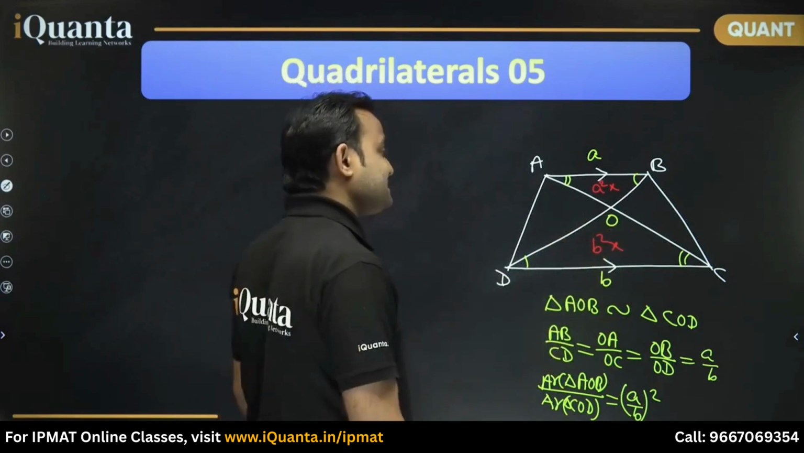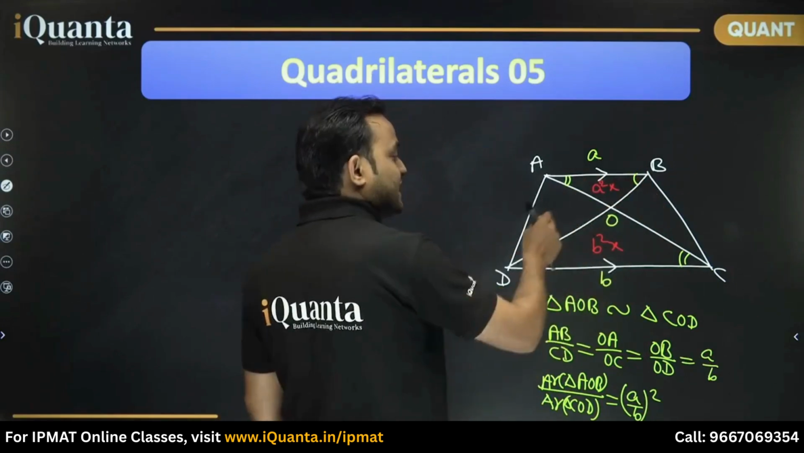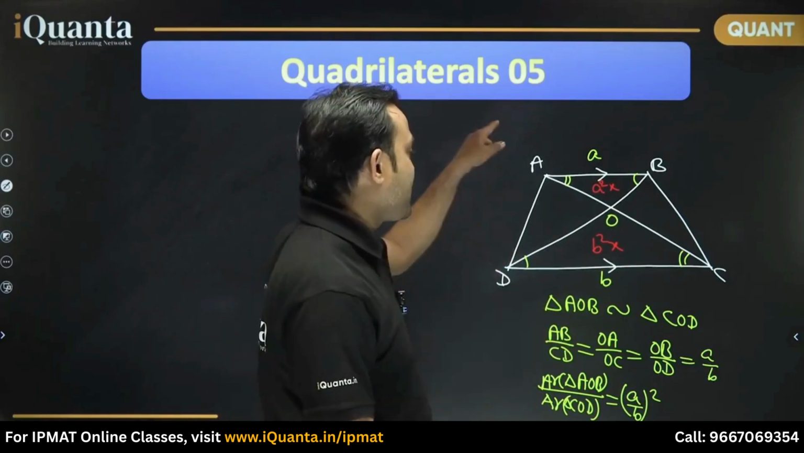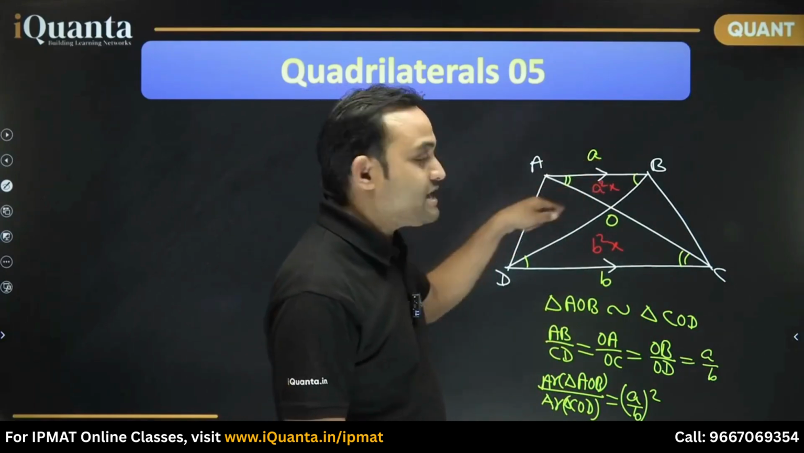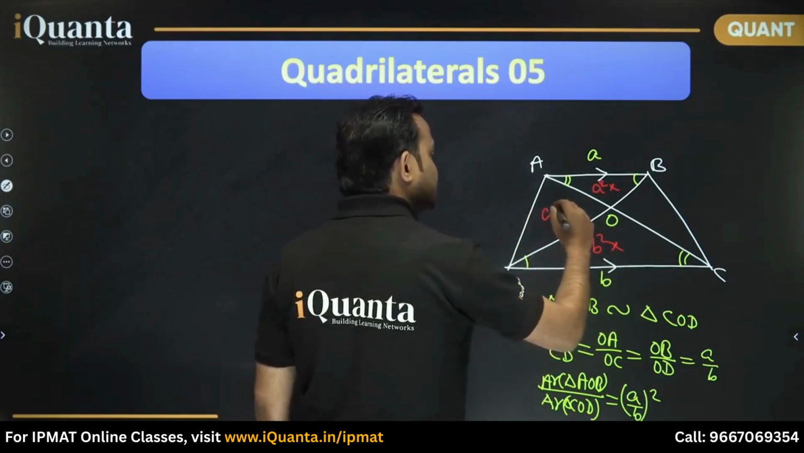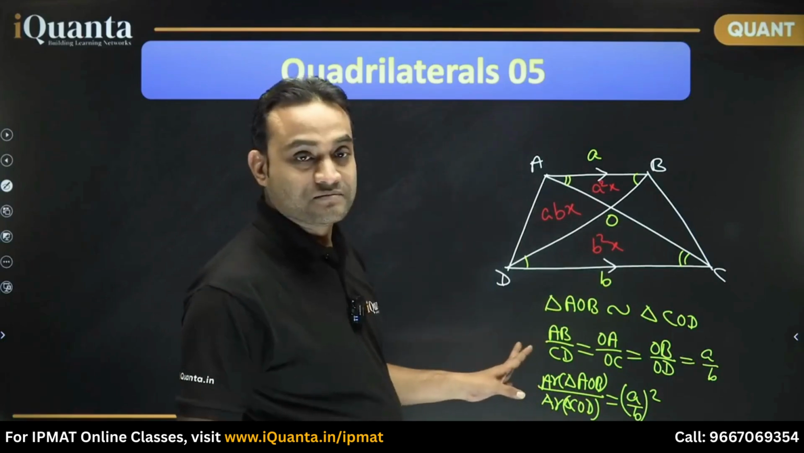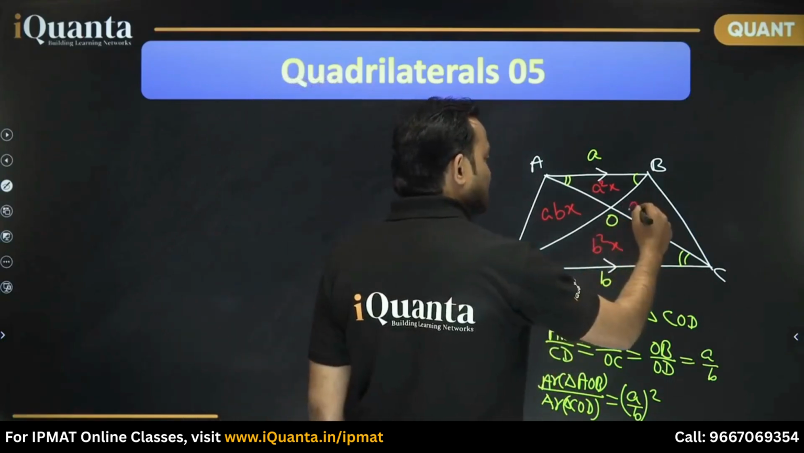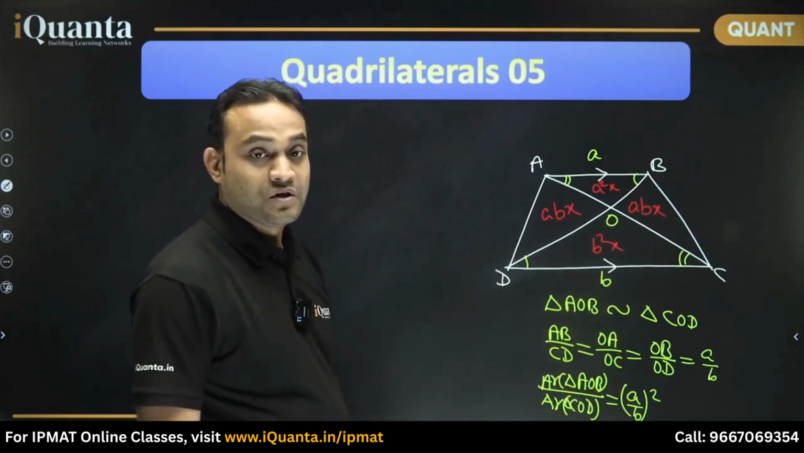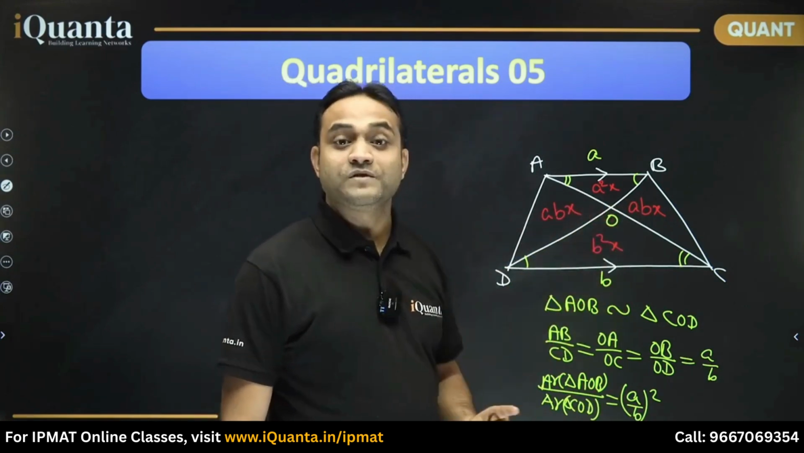In that case, think about this. The ratio of the side length OB to OD is A is to B. So the areas of the corresponding triangles, which are triangle AOB and triangle AOD, will also be in the ratio of A is to B. So in that case, the area of triangle AOD will be ABX. And similarly, the area of triangle BOC will also be ABX. So in any trapezium, these two triangles will be of equal area.